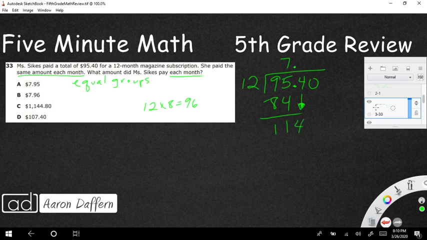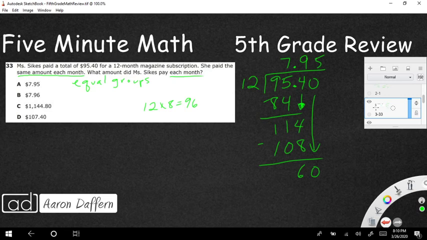Who knows? So 95 minus 84 is 11. We're going to bring this 4 down. And so 12 is going to go into 114. I'm going to see if 9 works. If 9 doesn't work, I can change it down to 8. But it does look like it's going to work. 9 times 12 is 108. So that's just going to be 6. Let's bring this down here, and that's going to be 5.